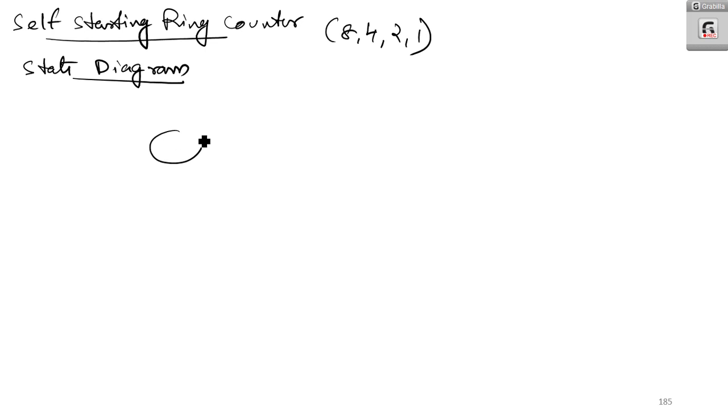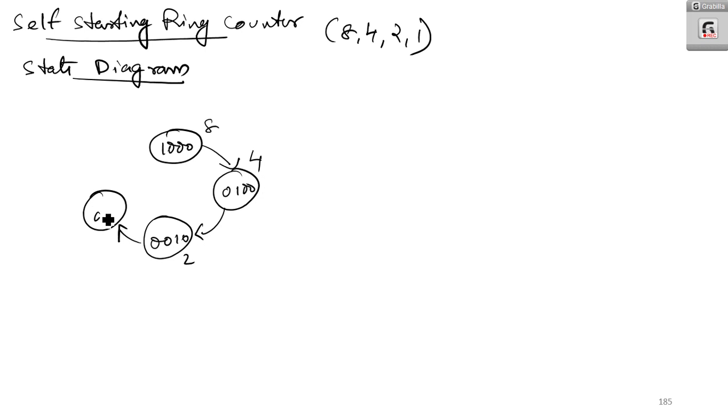First I would write 8, that is 1 0 0 0. Then comes 4, that is 0 1 0 0. Then comes 2, that is 0 0 1 0. Then comes 1, that is 0 0 0 1. Here the only valid states are 8, 4, 2 and 1. Now how can you make it a self-starting ring counter? That is the question which is coming in here.